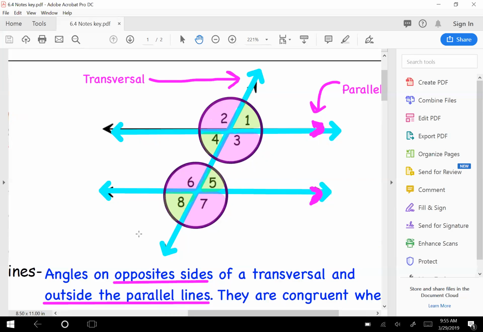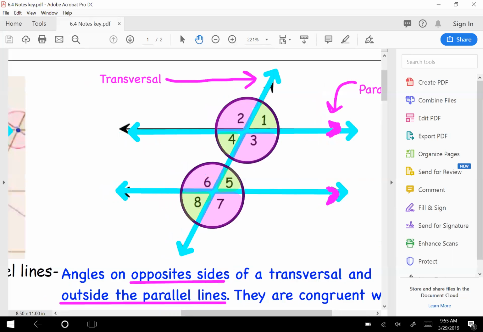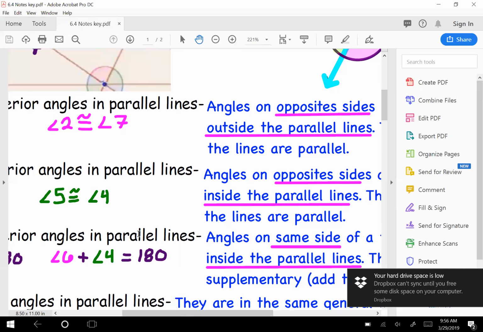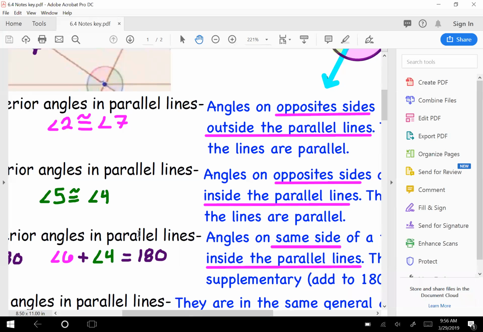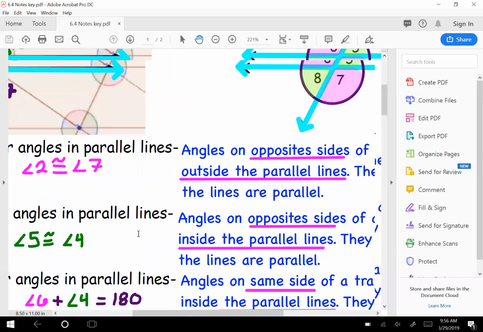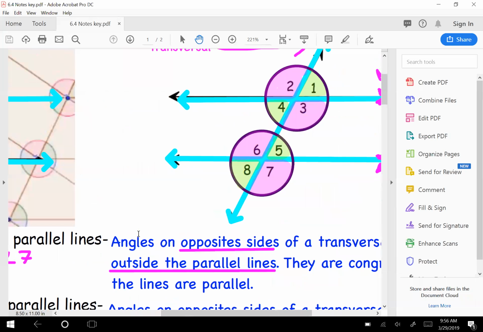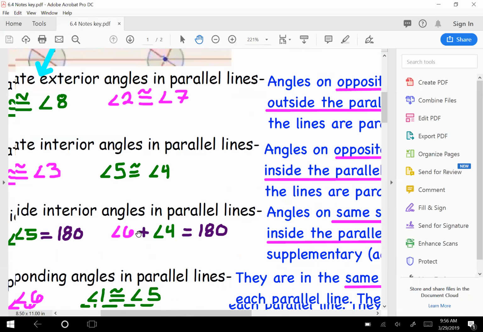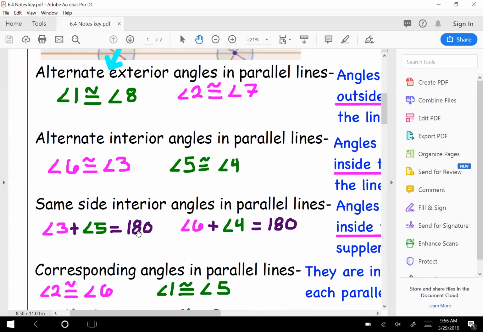Okay, and you notice they are the same color. That helps us also identify that they are going to be congruent. Okay. So angle 4 and angle 5 are alternate interior angles. And what's another pair? 3 and 6. 3 and 6 are also alternate interior angles in parallel lines.